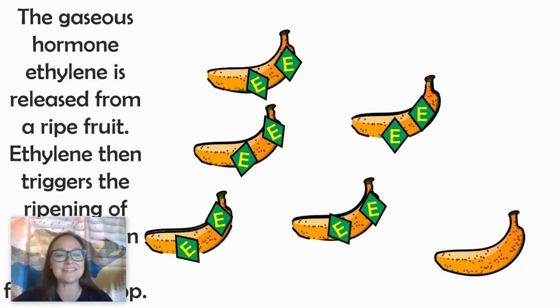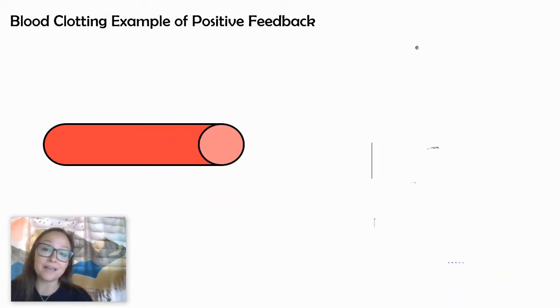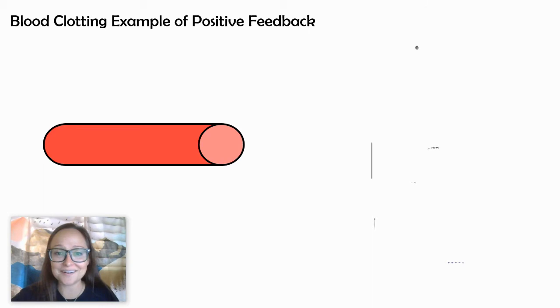Okay, and then our last example is going to be blood clotting factors. So our blood vessels are really important in our circulatory system to transport blood throughout our bodies.